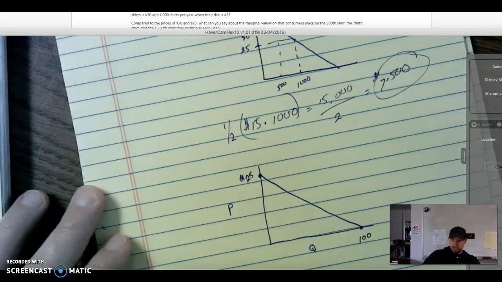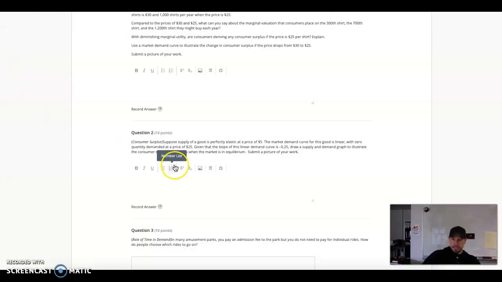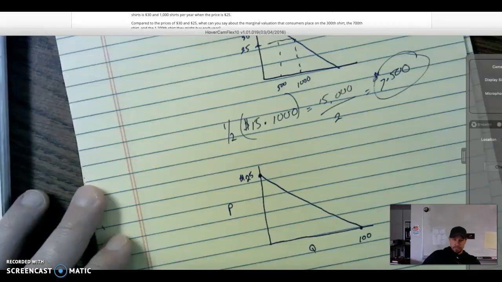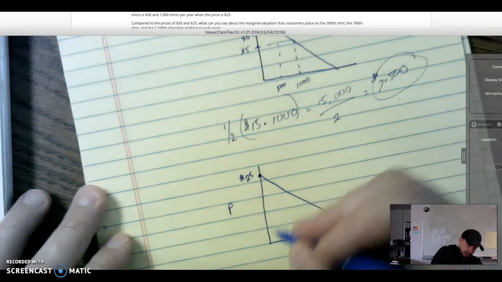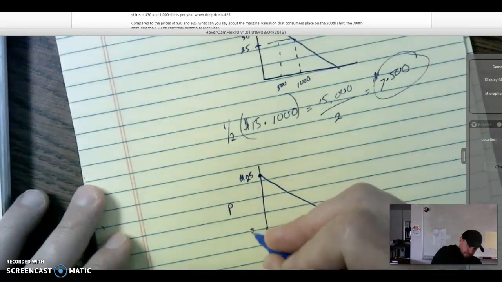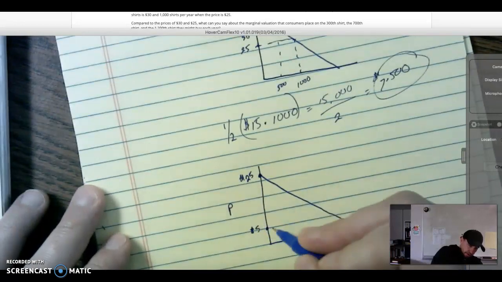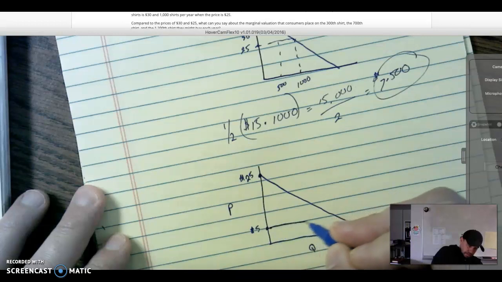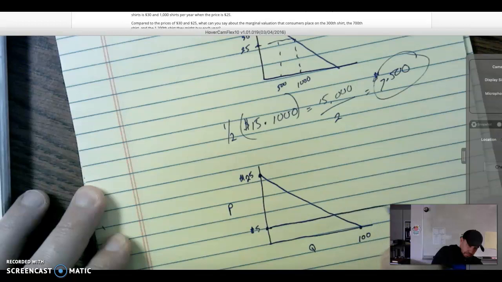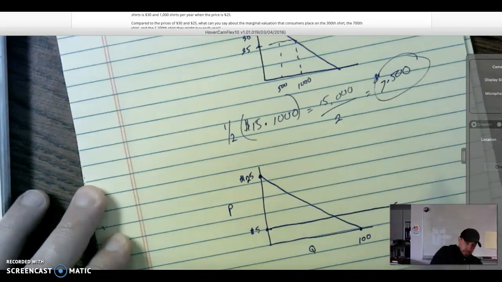So we go back to it, and we drew a supply and demand graph. So now we're going to draw the supply curve. So that supply, perfectly elastic, which means the horizontal line at a price of 5. So if we come down here and at 5, we're going to draw our supply curve.